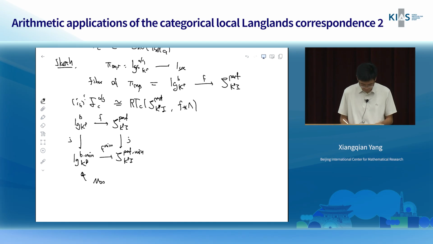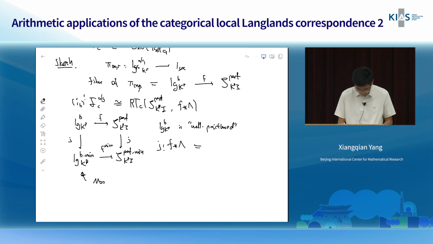And in the work of Shenkai, he also showed that this Igusa scheme is well positioned, which means that essentially it intersects with the boundary of the Shimura variety properly and transversally. So as a corollary, we have lambda: if we do a star push forward along F and then J shriek push forward, this is equal to first taking a J lower shriek push forward and then taking an F minimal star push forward.